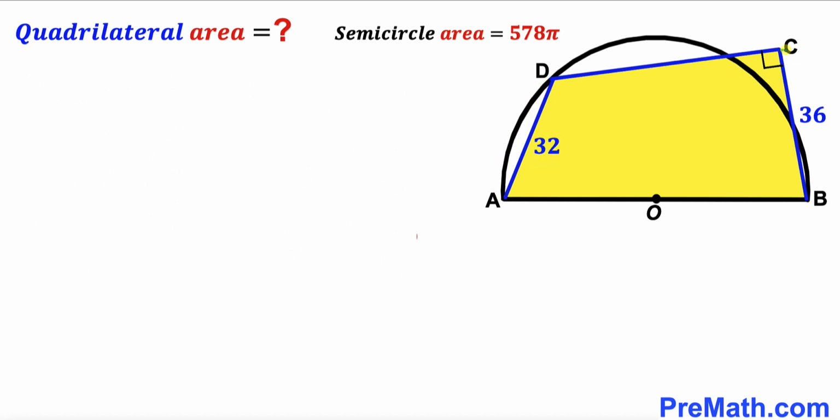Whereas this other side length BC is 36 units. And furthermore, this angle is 90 degrees. And now our task is to calculate the area of this yellow shaded quadrilateral ABCD.